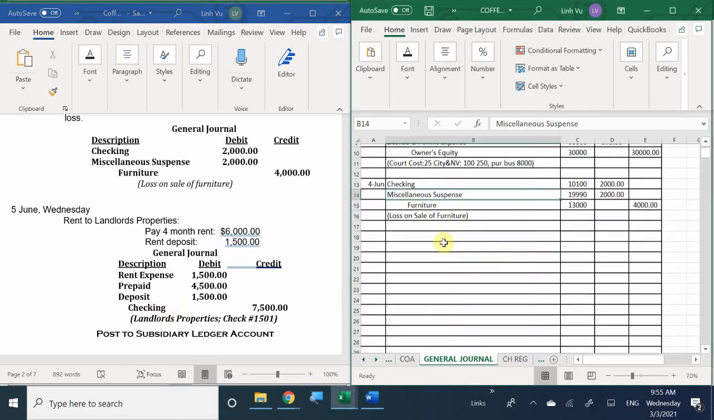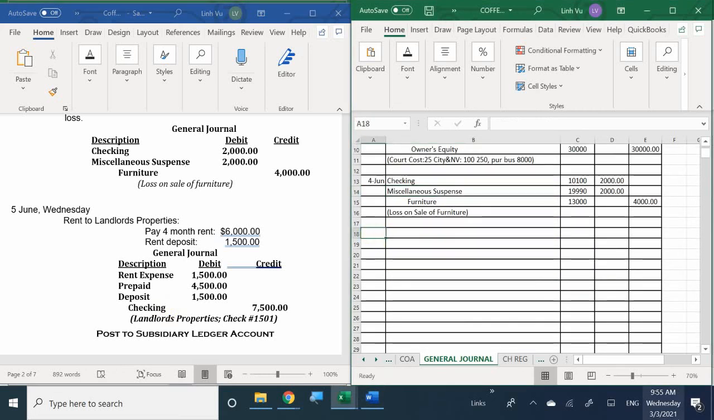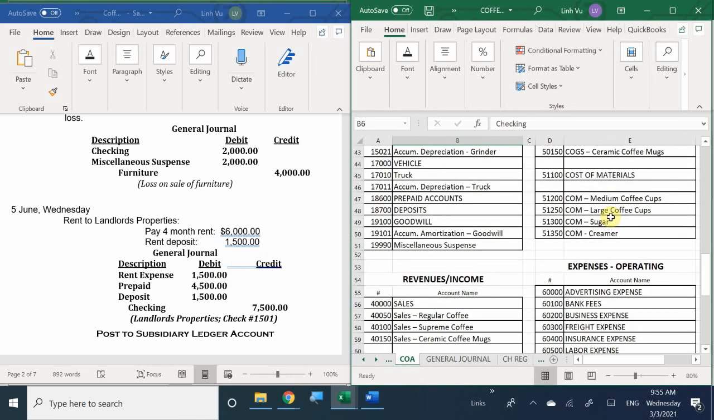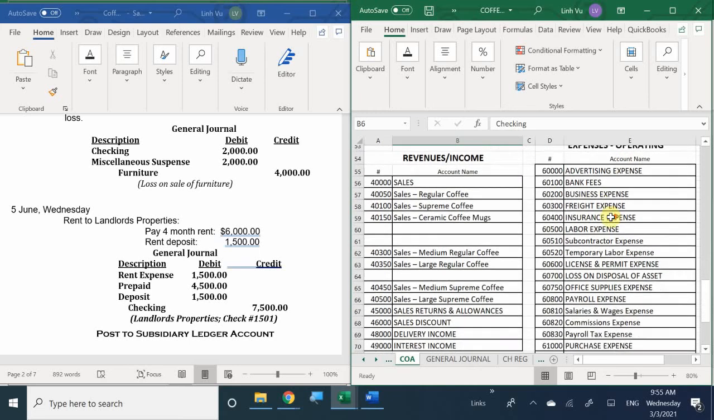Okay? So first things first is our journal, right? We're going to write the date in. What are my accounts that I need to recognize? I need to recognize this first month's rent, right? The month of June. Rent expense. Okay? Now let's go ahead and double check my chart of accounts. Where is rent expense? What is the account number for rent expense?